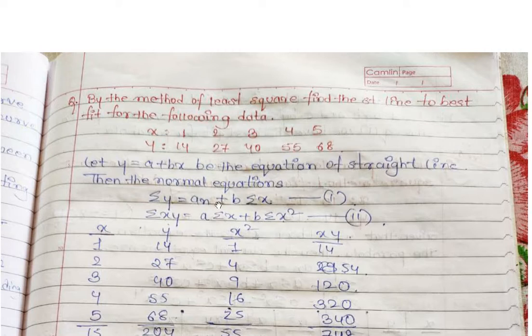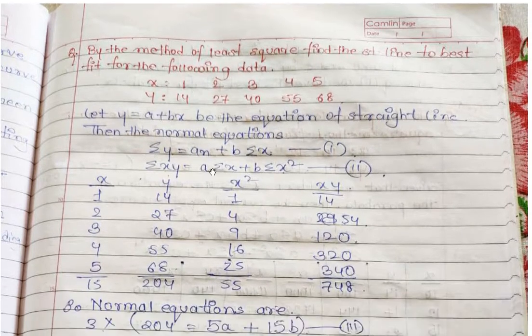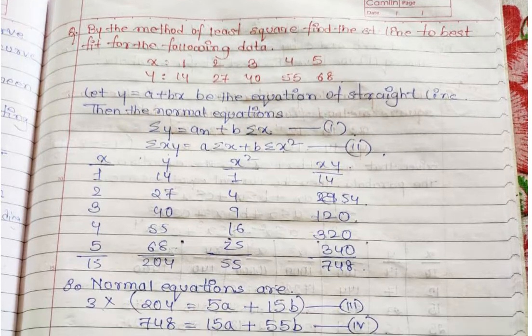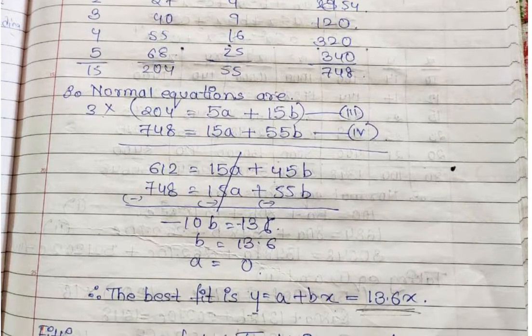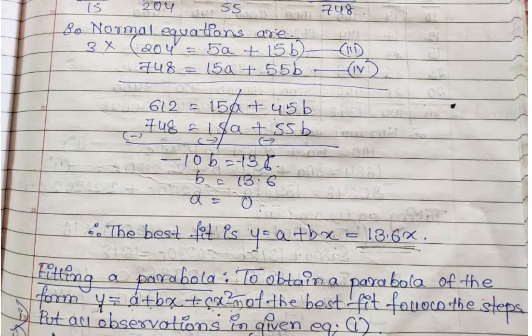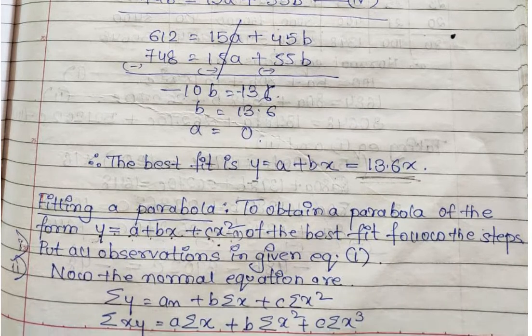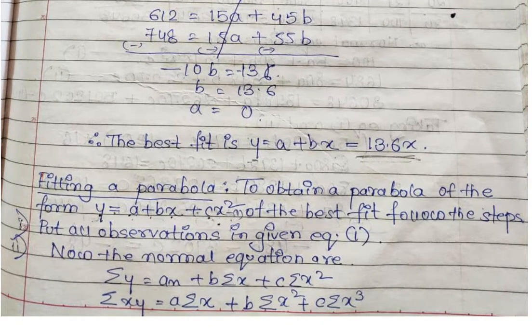Summation y equals a into n plus b summation x, and summation xy equals a summation x plus b summation x square. So to find all those values, let us find summation x, summation y, summation x square, summation xy. Put all those values in equations 1 and 2 and simply solve by the elimination process. After eliminating, we have obtained the values of a and b, and putting the values in the given curve, we will obtain the best fit, that is y equals a plus bx. Very easy problem to understand and very easy problem to solve also.